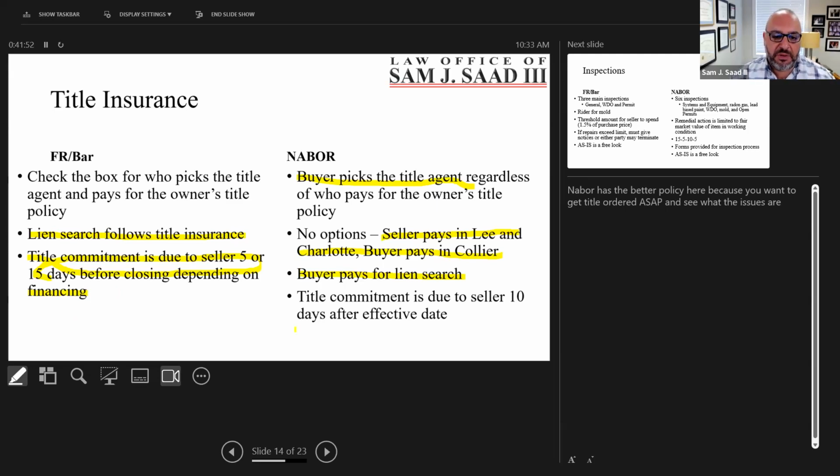So NABOR in this regard, I think, does it a little bit better, where they say the title commitment is due to the seller 10 days after the effective date. So the seller has the time during the contract to clear title. Not a big deal for the realtor so much as for me as the title agent and the attorney doing the closing, to make sure we get that title commitment done right away, get it to the seller and get title clear so that you can have a closing.